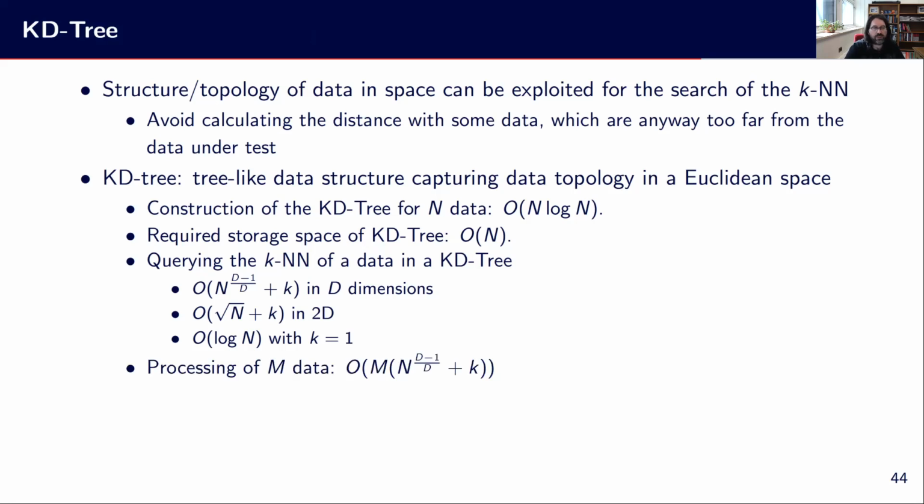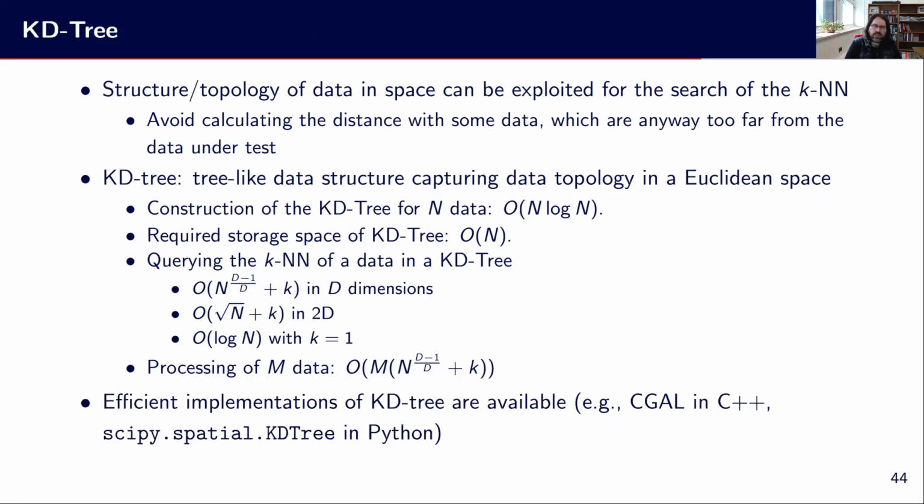So if we are processing a test set of m samples, the complexity is still, in big O notation, m times n power d minus 1 over d. So it's slightly below n plus k. K is the number of neighbors that we want to obtain.